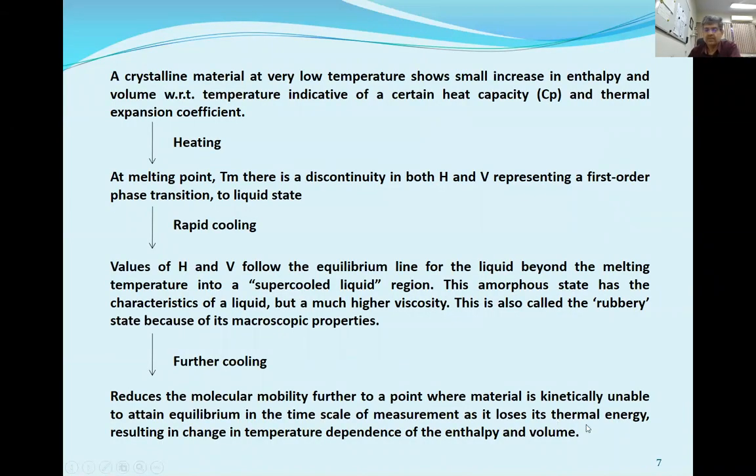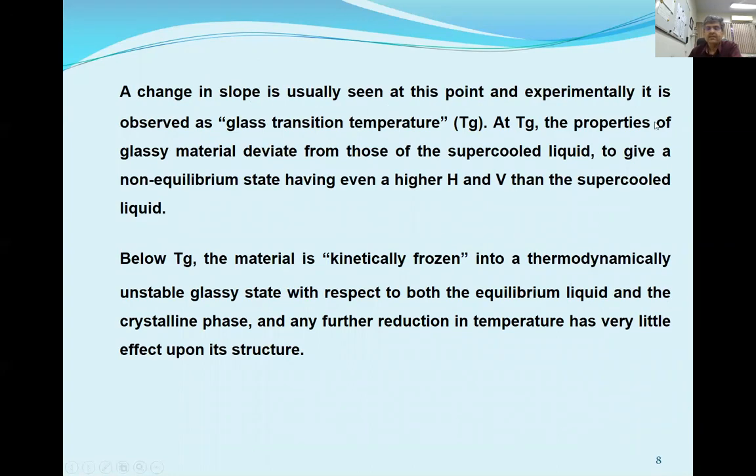So as it loses its thermal energy, resulting in change in temperature dependence of enthalpy and volume, a change in slope is usually seen at this point, and experimentally it is observed as glass transition temperature, which is abbreviated to Tg. At Tg, the properties of glassy material deviate from those of the supercooled liquid to a non-equilibrium state, having even a higher enthalpy and volume than the supercooled liquid.